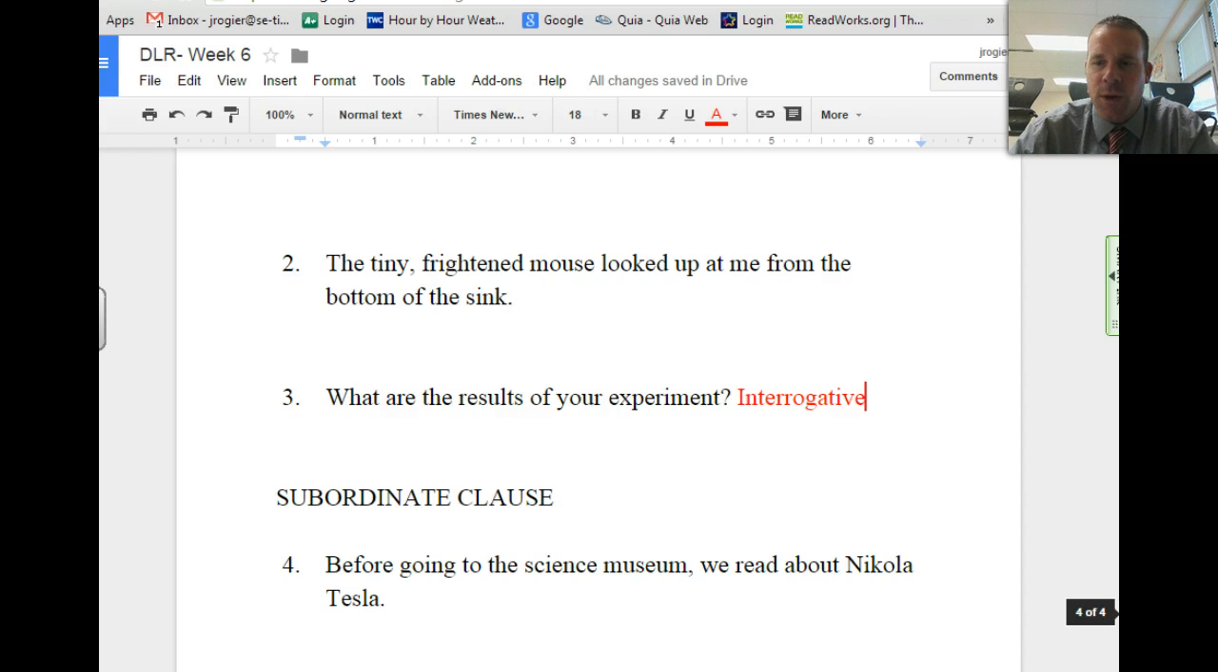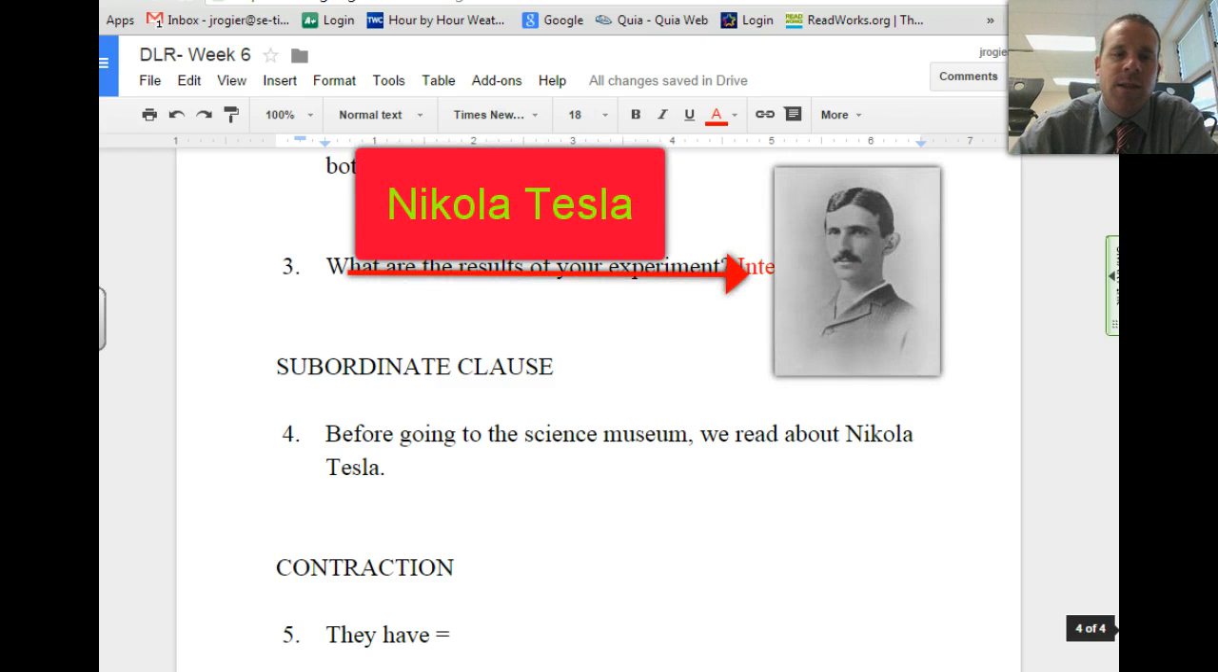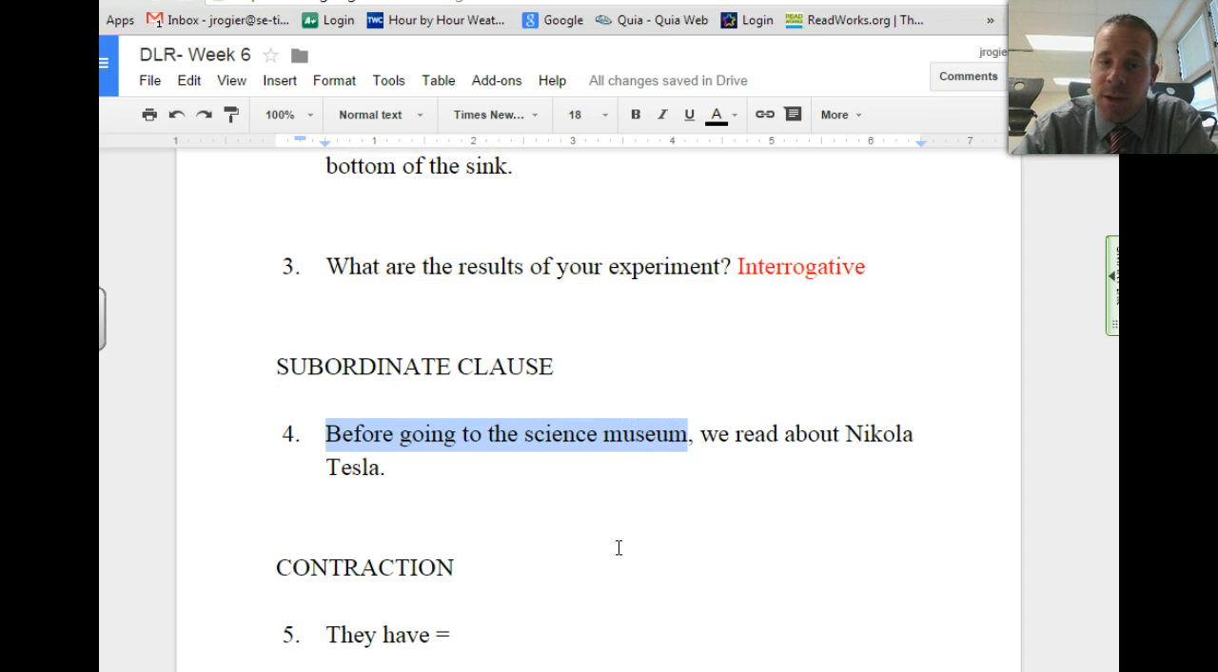Number 4, subordinate clause. We've done that. You're supposed to go ahead and underline it. Before going to the Science Museum, we read about Nikola Tesla. Your subordinate clause or your dependent clause is before going to the Science Museum. It cannot stand alone. It needs help. Okay, and so it's our subordinate or dependent clause.